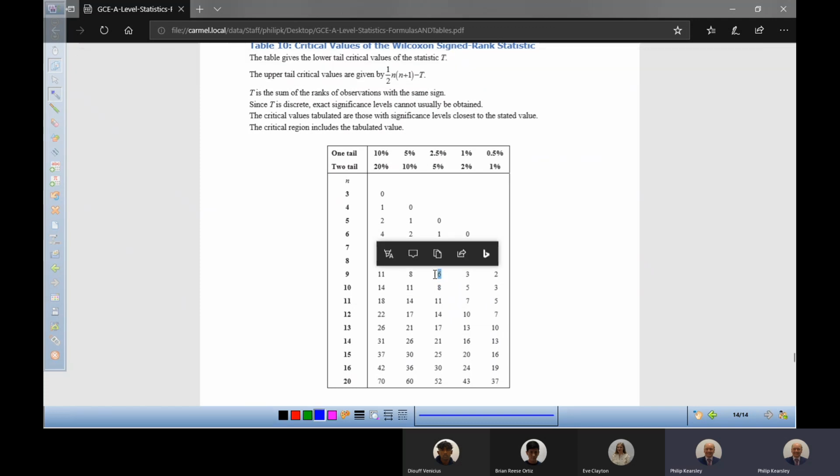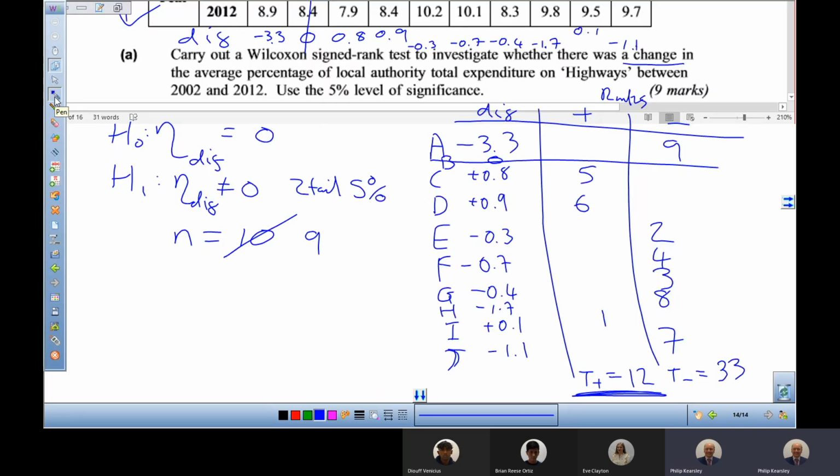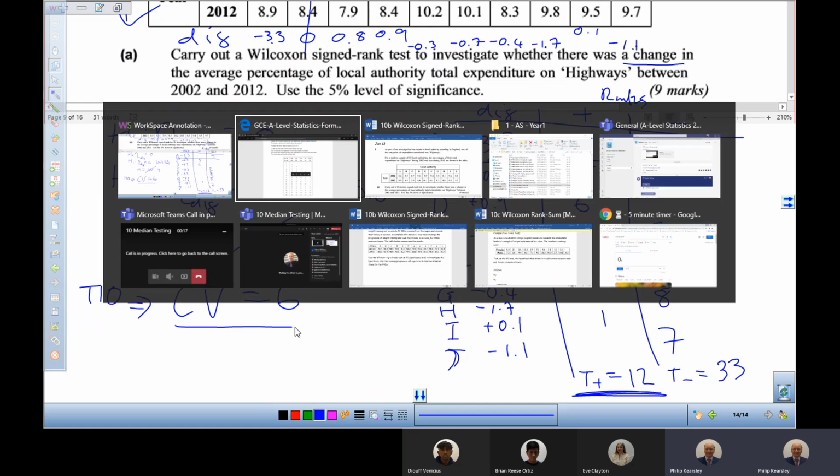Right, CV 6, let's go. Table 10 gives us a CV of 6. Why are we using the lower one? Right, I need to explain that. Why are we using the lower one?